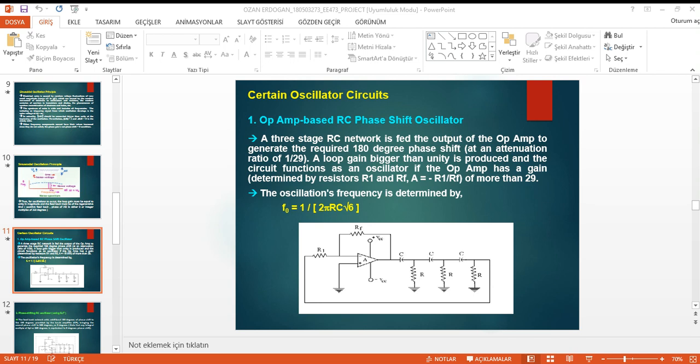The above circuit acts as an oscillator as the loop gain is greater than unity if the OP-amp provides a gain greater than 29. The frequency of oscillations is determined by this formula.